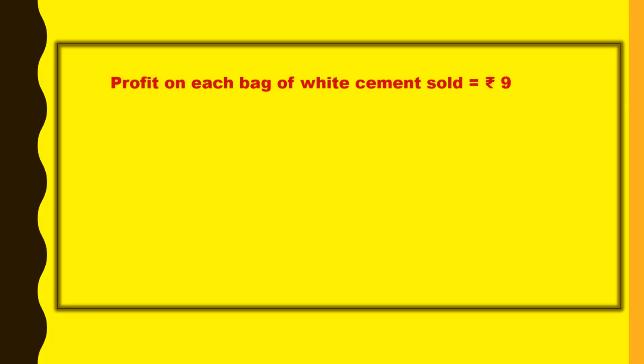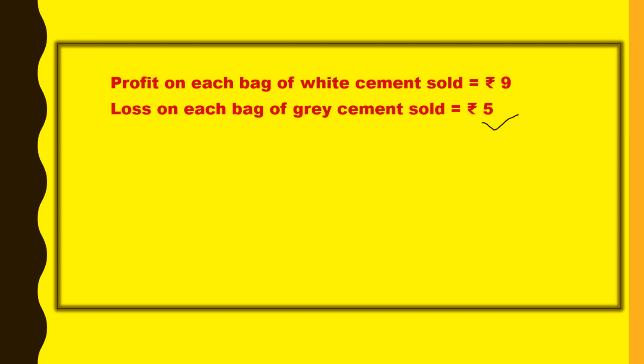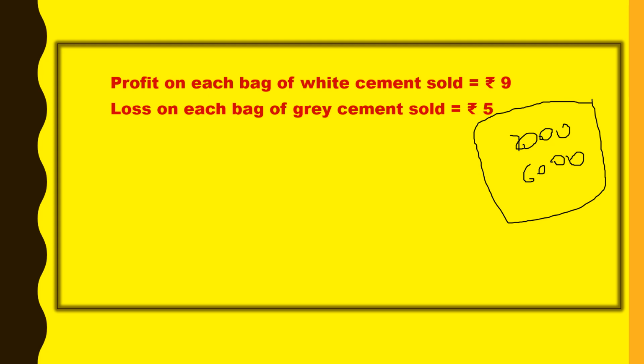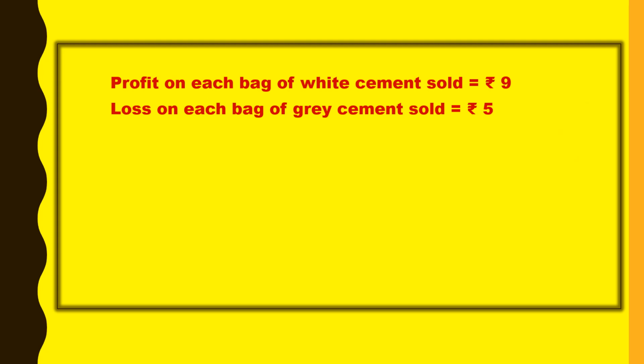So the profit on each bag of white cement is 9 rupees and the loss on each bag of grey cement is 5 rupees. This is our condition. Now what is our first question? If the company sells 7,000 bags of white cement and 6,000 bags of grey cement, we should find out whether overall the company will be in loss or profit. For that we'll find the profit and the loss amount separately.